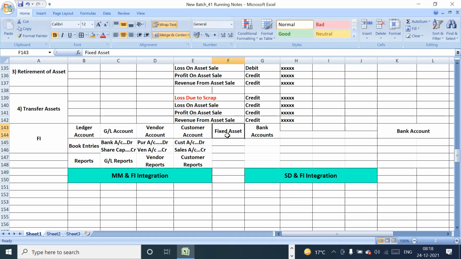And as well, yesterday we discussed fixed assets. So in fixed assets, what are we going to do? We are going to purchase the assets. Then what is the accounting entry? Machinery account debit, vendor will be credit.